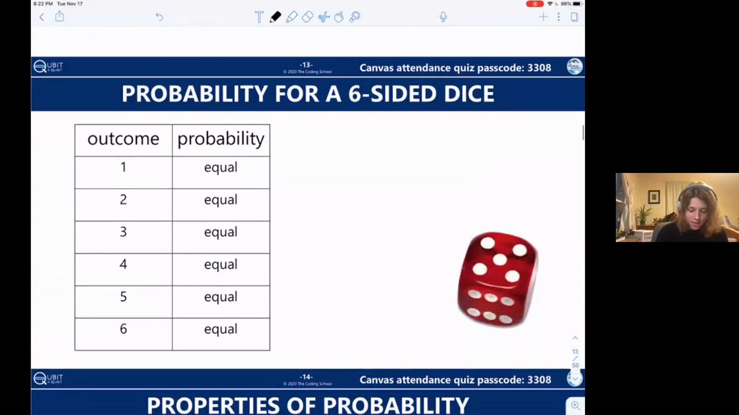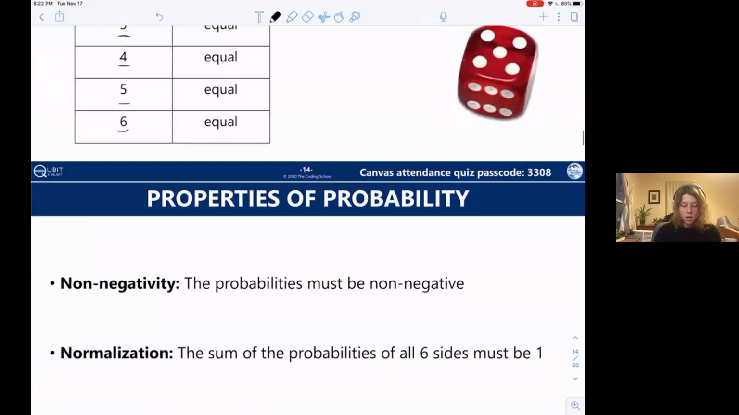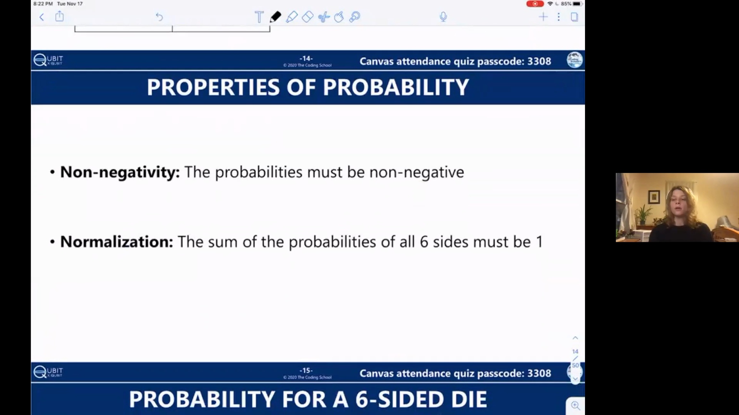So now we're going to discuss the probability for a six-sided die, which I know a few of you mentioned. We know that if we have a fair die, then we have an equal probability for every single one of these outcomes to happen. And how do we represent that? Well, we know that all the probabilities must be non-negative.